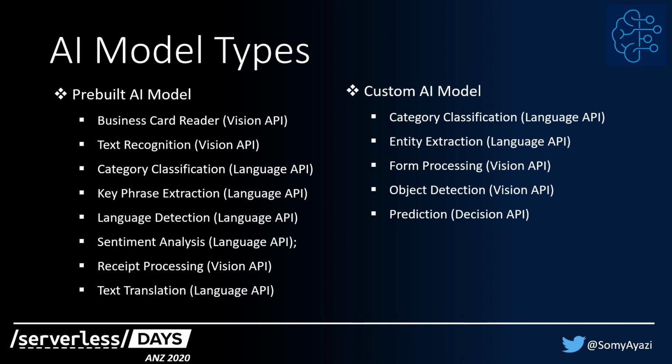Apart from these pre-built AI models that you can quickly pick and start using, there are some custom AI models. Again, they rely on the same language, vision, and decision APIs, but they give you the option to configure and tag the model based on your business needs. For example, form processing. Receipt processing is a subset of form processing. It has its own entity, but with form processing, you can define your own form, have your own template, and tag the different information that you want to see from those forms as well.